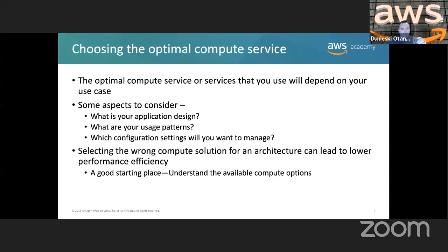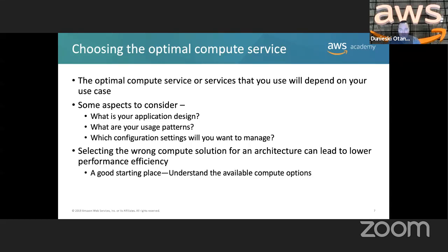Okay. So how do you choose the optimal compute service? It depends on some factors, okay, and the use case. What are you using it for? Okay, so what is your application design? Is it a React application? Is it a Java application? Is it a JavaScript application? Well, actually, JavaScript and React. React is a library of JavaScript, but it could be C#. It could be Ruby. What are you using, right? So what is the design of your application?